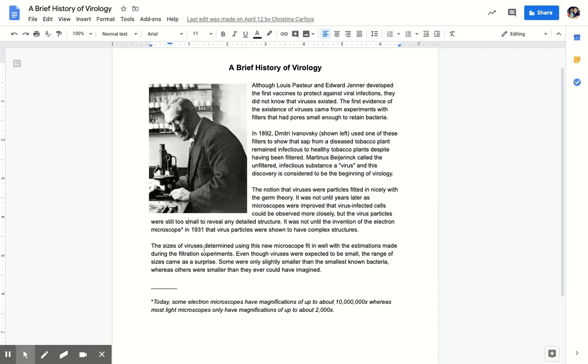These sizes of viruses determined using this new microscope fit in well with the estimations made during the filtration experiments. Even though viruses were expected to be small, the range of sizes came as a surprise. Some were only slightly smaller than the smallest known bacteria, whereas others were smaller than ever could have been imagined.